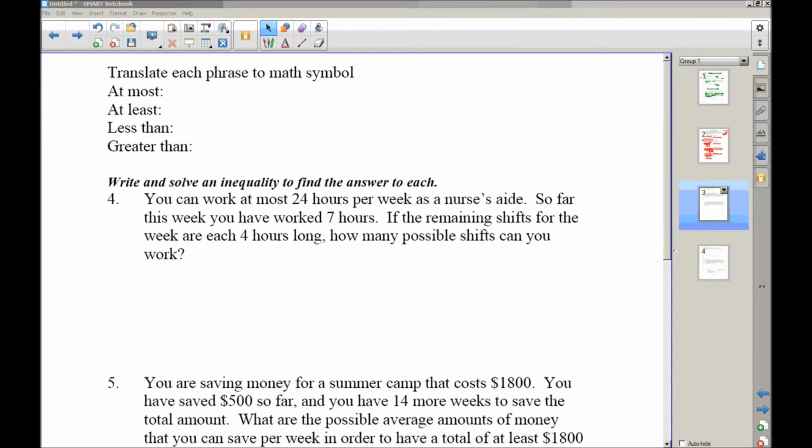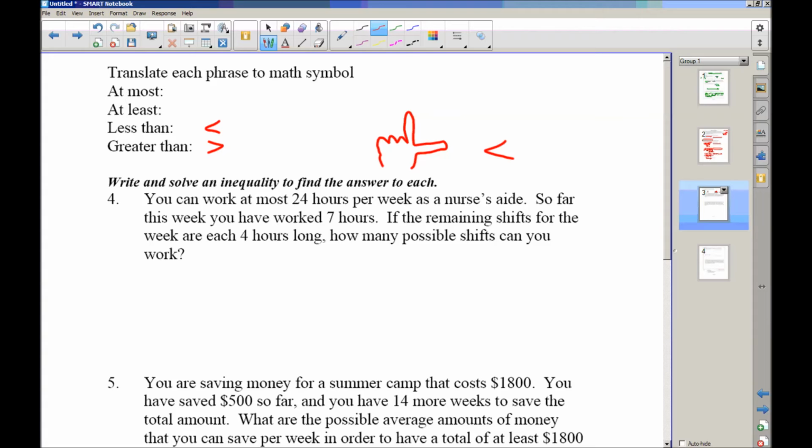On our last page of notes here, we start off with translate each phrase to a math symbol. The bottom 2 we've talked about already. Those are less than and greater than. Those are easy to remember. Remember our trick with less than, so we know which one it is: you hold up your left hand and make an L with your thumb and finger, and then you lean it over a little bit and you'll get less than. All of them start with L.